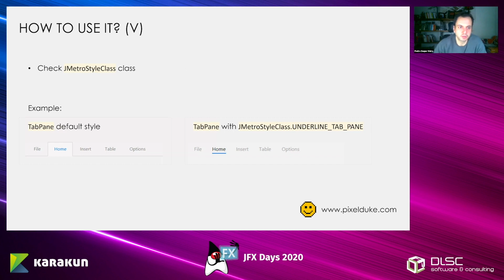There's also the JMetro style class, which has a bunch of style classes to further customize controls with the JMetro theme. Like, for instance, the tab pane default style you can see on the bottom left. That's the default style that JMetro adds to a tab pane. And on the bottom right, you can see the tab pane with another style. If you add the underline tab pane style class to it, that's in the JMetro style class, the tab pane will be styled differently. And there are other style classes that you should check out in the JMetro style class.